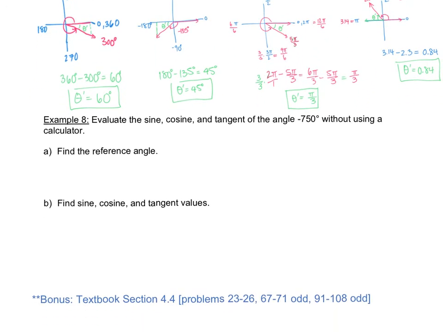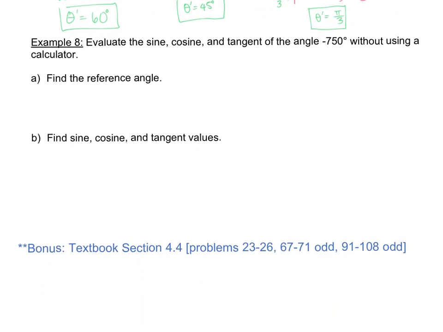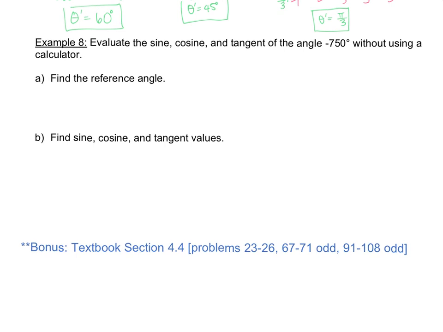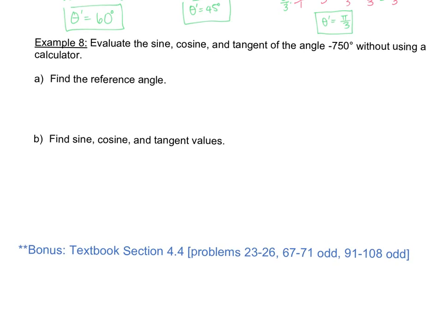So for the next part here in example 8, it wants you to figure out what sine, cosine, and tangent of the angle of negative 750 is. Before we can do that, it has a few steps. The first part is to find the reference angle, and we don't use a calculator in this case, as it says in the directions. So if we were to do this without a calculator, let's start by making a picture.